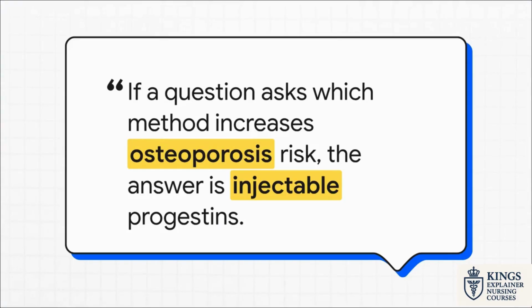Here's another classic NCLEX question for you. If they ask which contraceptive method can increase the risk for osteoporosis, the answer is always the injectable, Depo-Provera. It can cause a temporary loss of bone mineral density. So what do you teach? You got it. Make sure they're getting enough calcium and vitamin D.